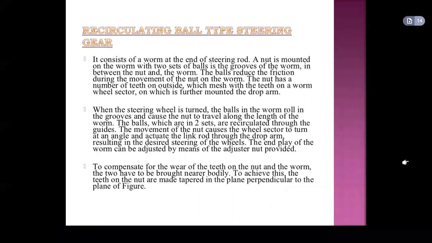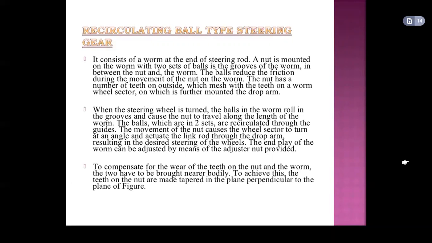Next type is the recirculating ball type steering gear. It consists of a worm at the end of the steering rod. A nut is mounted on the worm with two sets of balls in the grooves of the worm in between the nut and the worm. The balls reduce the friction during the movement of the nut on the worm. The nut has a number of teeth on the outside which mesh with the teeth on a worm wheel sector, on which is further mounted the drop arm.